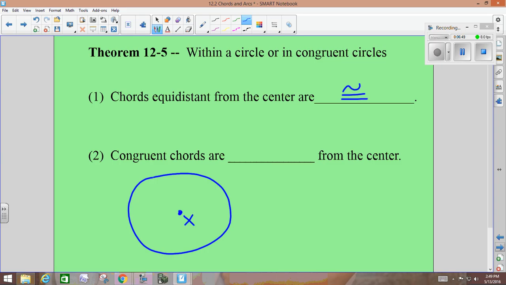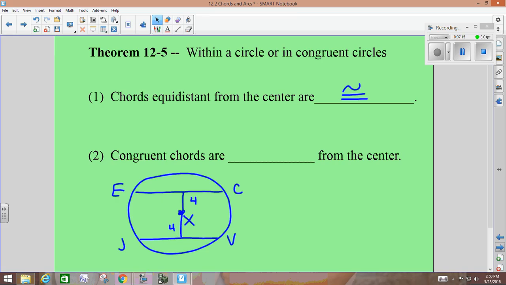This is circle X. Name it by the center of the circle. We'll call this chord EC. And we'll call this chord JV. And EC is going to be four units away from the center of my circle. And JV is going to be four units away from the center of my circle. What can you conclude about EC and JV then? That they're congruent. Since they're the same distance away from the center, then the chords must be equal. EC must be congruent to JV.